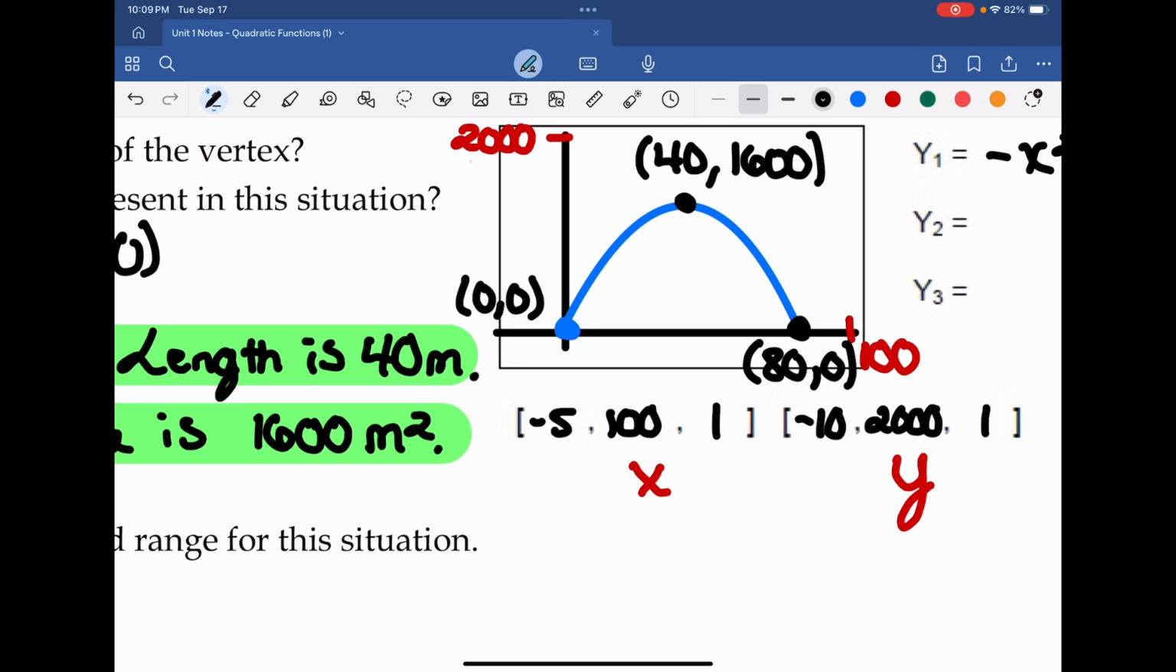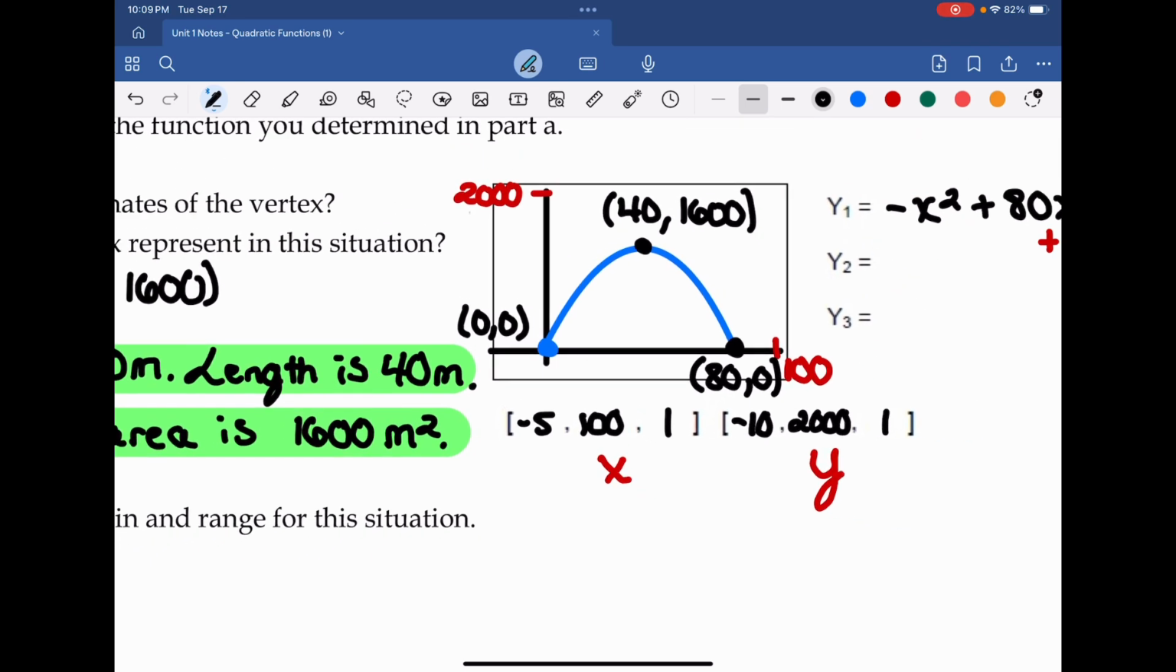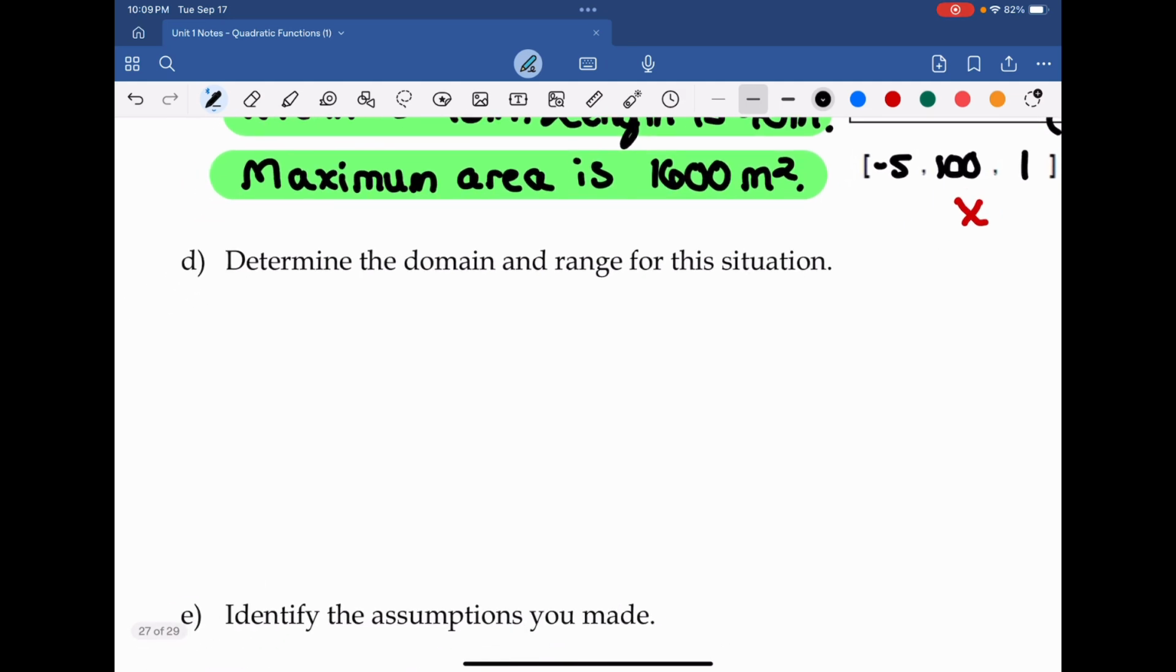Okay, so we have an x-intercept. We also have a maximum point. We also have our y-intercept. Those 3 points are so critical for us. Now, let's go down and describe our domain and range.